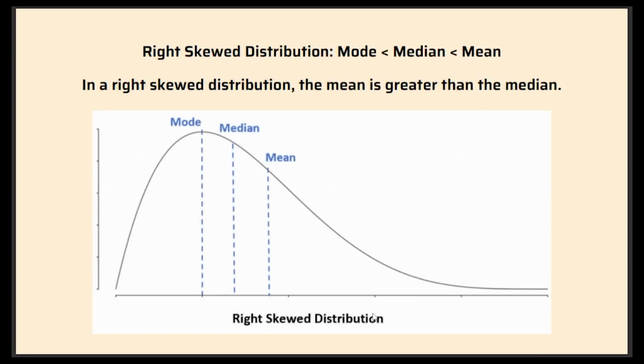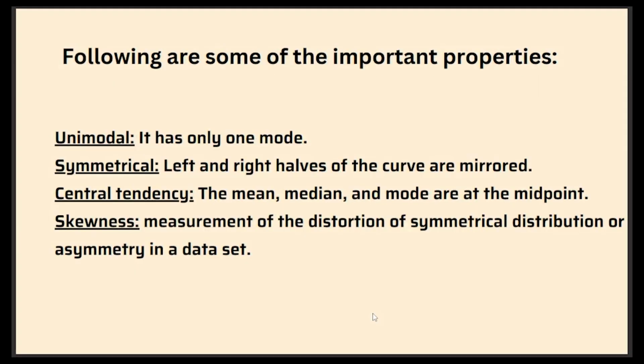I hope you understood the important properties of a normal distribution. The most important property is central tendency, which means the mean, median, and mode are all equal and they are at the midpoint. And you also have to explain about the mean and the standard deviation whenever you explain about a normal distribution.